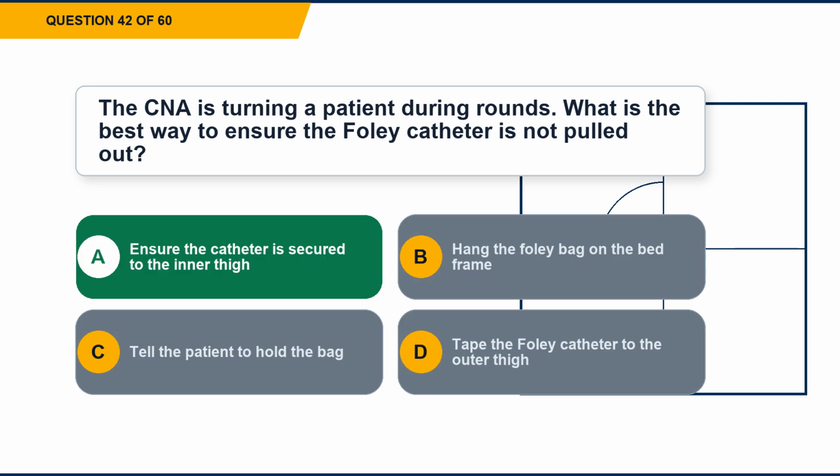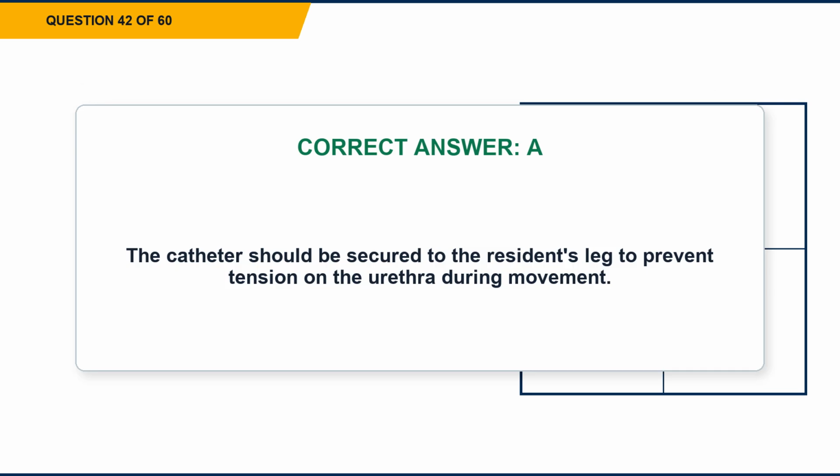The correct answer is option A. Ensure the catheter is secured to the inner thigh. Explanation. The catheter should be secured to the resident's leg to prevent tension on the urethra during movement.